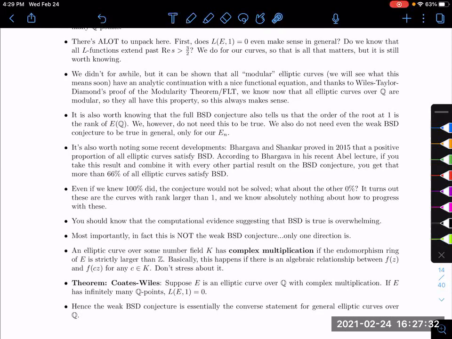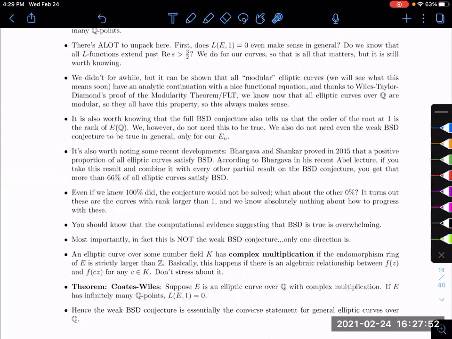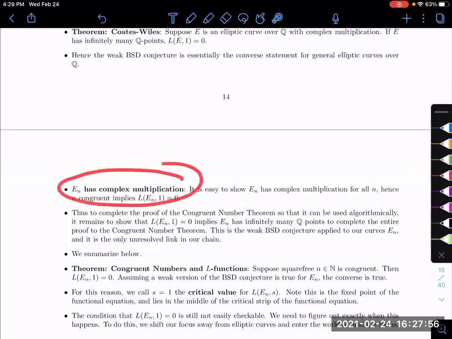And so you might say, well, hang on a second. Does that actually even apply to us? Do our congruent number elliptic curves have complex multiplication? If they do, then we get Coates-Wiles, right? We get one direction of this link in the chain verified to be true. And yes, it's very easy to show that our congruent number elliptic curves have complex multiplication. In fact, it's borderline easy enough that it's just an exercise.